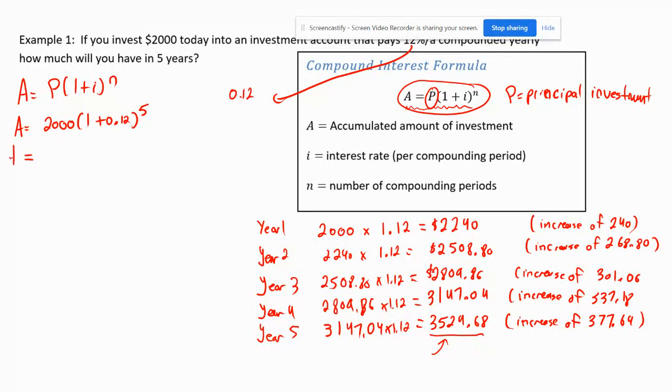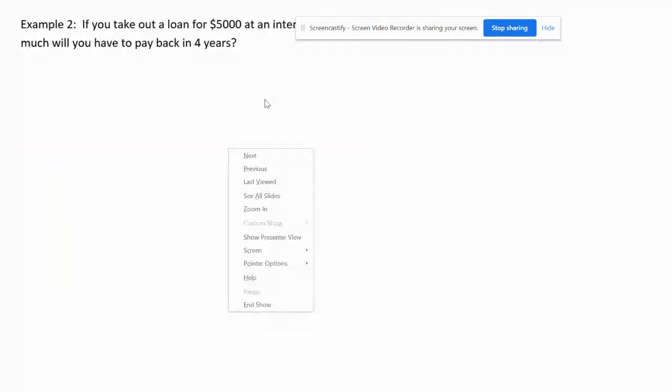So I'm just going to plug this into my calculator, just the way we see over here. 2,000, (1 plus 0.12), exponent 5, and this gives us 3524.68. Okay, so this is going to be able to tell us how we go ahead and use this compound interest formula. Now, the topic of this one, guys, is called exponential functions.